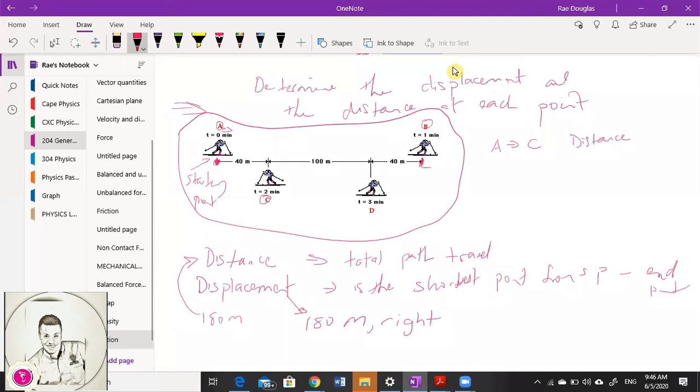Why you said that? Sir, I just subtracted 40 from 100. I don't know. I just said it. Now remember, go back to your definition in regards to distance, right?